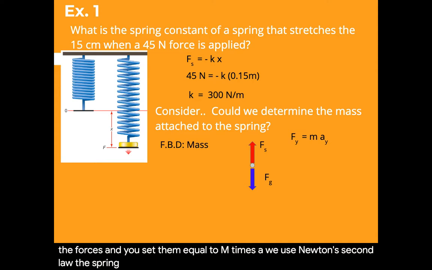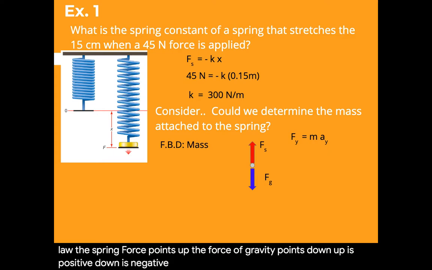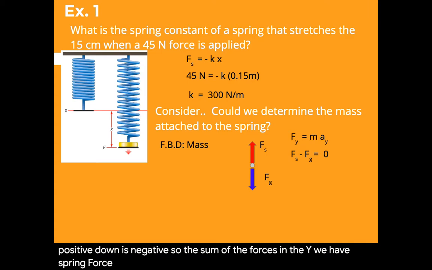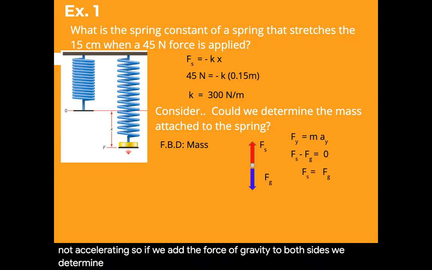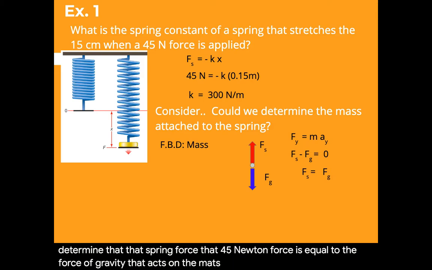The spring force points up, the force of gravity points down. Up is positive, down is negative. So the sum of the forces in the y, we have spring force minus the force of gravity is equal to 0. Okay, the mass is not accelerating. So if we add the force of gravity to both sides, we determine that that spring force, that 45 Newton force, is equal to the force of gravity that acts on the mass.